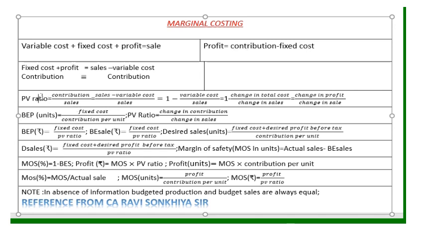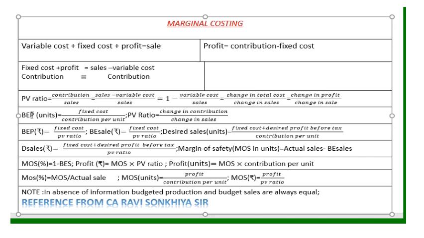PV ratio is contribution by sales. Contribution is equal to sales minus variable cost, so sales minus variable cost by sales is equal to 1 minus variable cost by sales, which is equal to change in cost by change in sales, or change in profit by change in sales. This is the entire PV ratio.